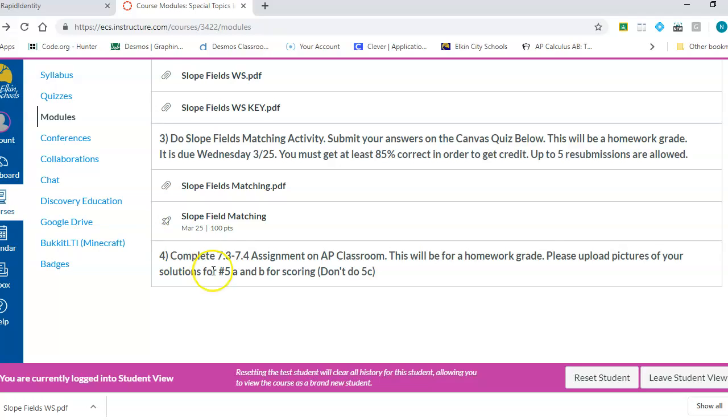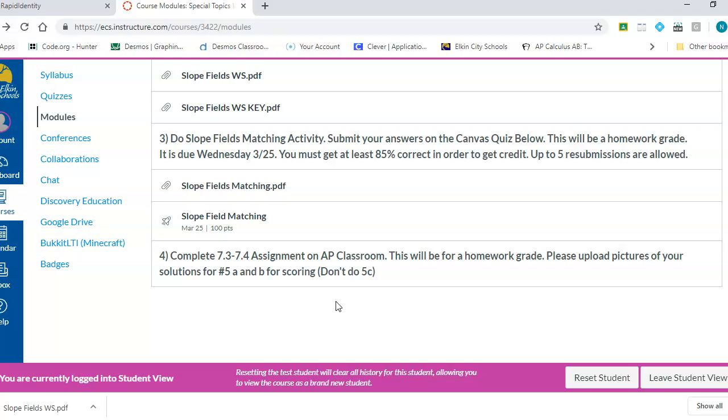And then the last thing that you're going to do is you're going to do an assignment on AP Classroom. This one only has 5 questions. It will be for a homework grade. Since there are only 5 questions, I'm not going to put a minimum correct score, but I would like for you to take that seriously. Number 5 is a free response question. Please upload your solutions for that.